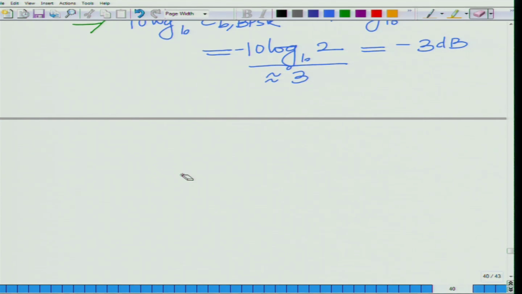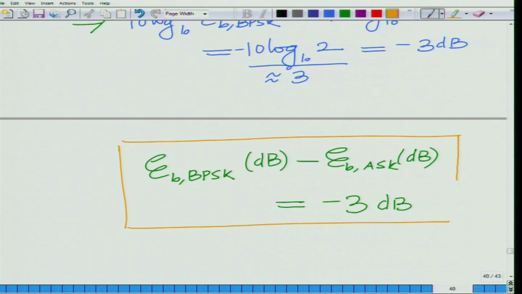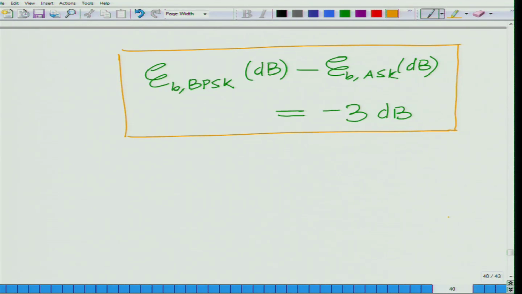So, if you look at the dB difference, the energy per bit of BPSK in dB terms minus the energy per bit of amplitude shift keying in dB is equal to minus 3 dB. What this means is, for the same bit error rate, binary phase shift keying requires 3 dB less average bit energy in comparison to amplitude shift keying. Or in other words, amplitude shift keying requires 3 dB higher average bit energy in comparison to binary phase shift keying. Therefore, binary phase shift keying is much more efficient than amplitude shift keying.